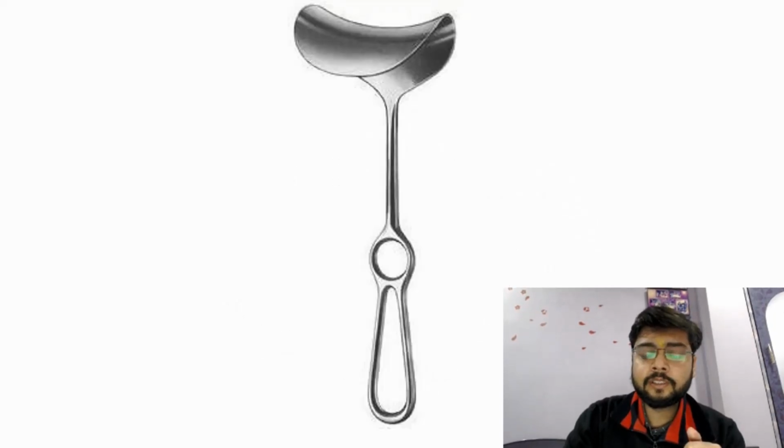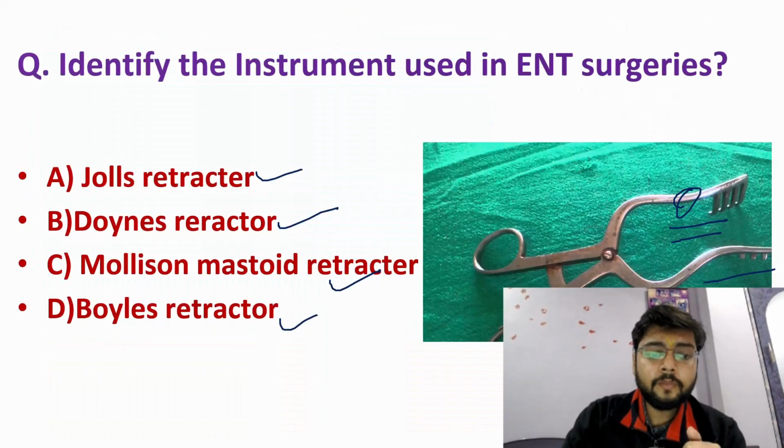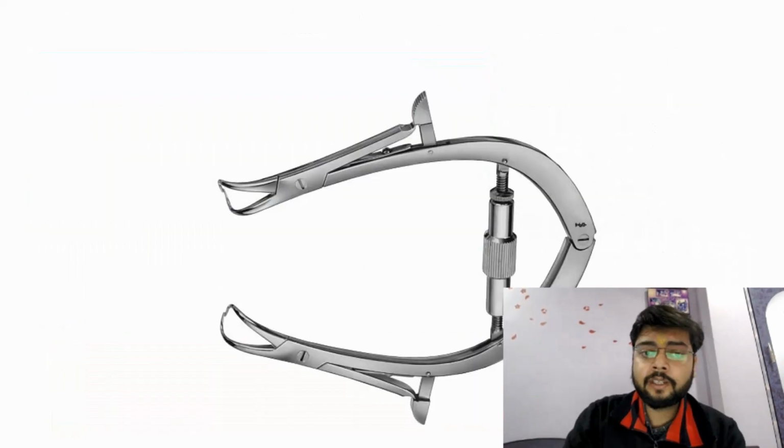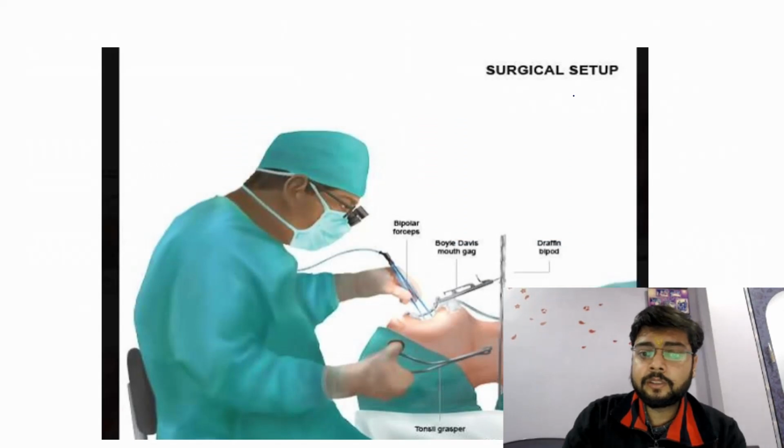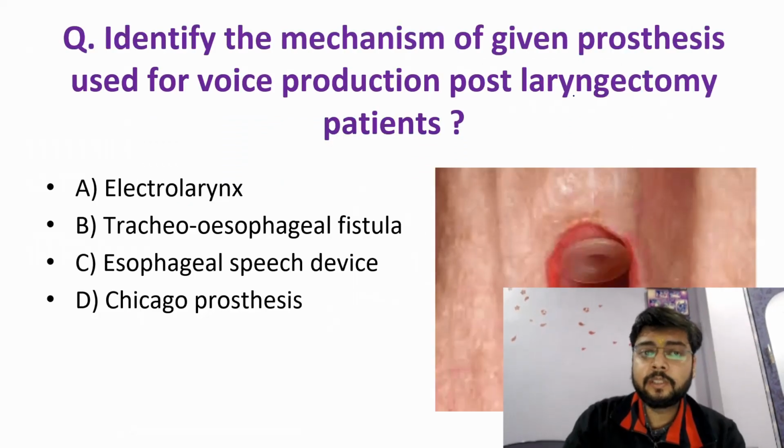This is your Jaw's retractor, this is your ये Doyne's retractor, right? And this is your Boyle's-Davis mouth gag used in tonsillectomy and adenoidectomy.